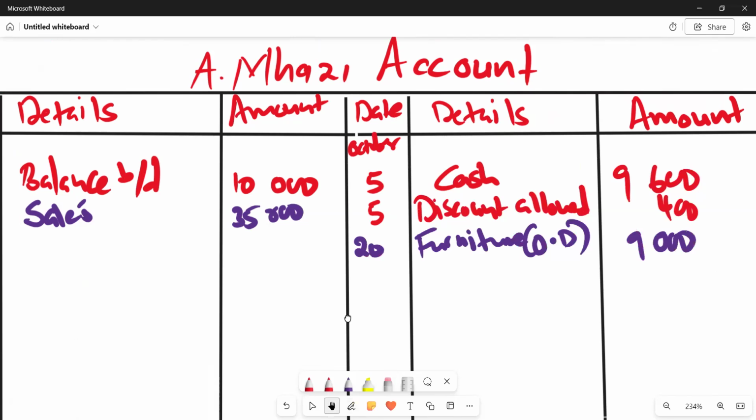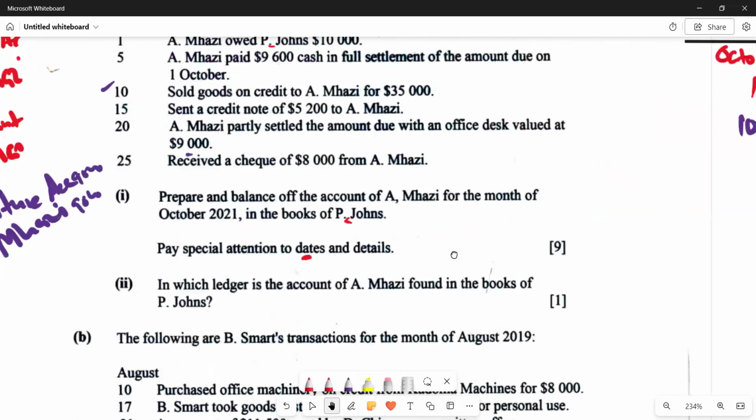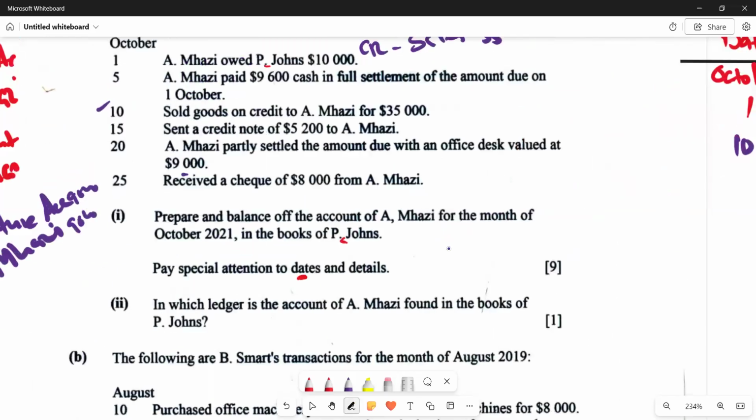Then we go to the next transaction. Right, there is a transaction that we skipped on the 15th. I sent a credit note of 5,200 to AMAS. We know that a credit note is a source document that is issued when there are sales returns. So whenever I see a credit note related to sales returns, it means that sales returns have taken place. It means AMAS returned goods worth 5,200. That's why the credit note was issued.